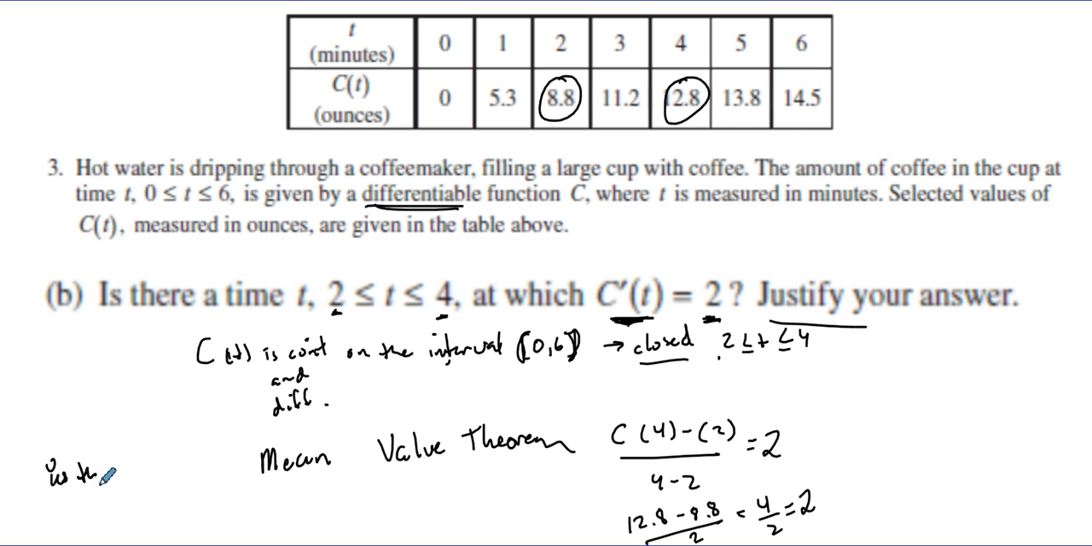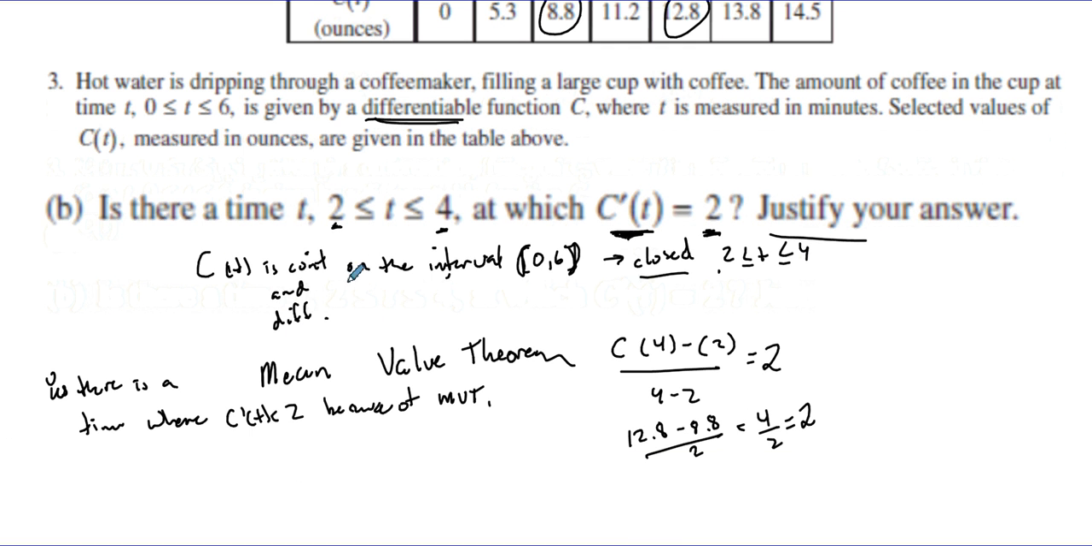Yes, there is a time where C prime of t will equal 2 because of the mean value theorem, and we could write MVT. We showed our work that proves it out, and there we have it. We know we can use the mean value theorem once again because it's continuous, closed, and differentiable, and that's what we have there. So that's our answer.